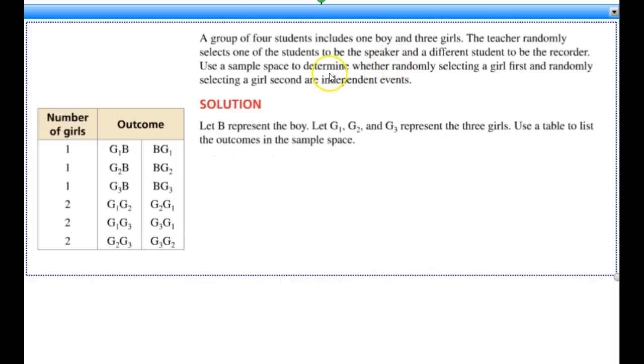So one of those could be a girl, or both of them can be girls. And I know that at least one of them has to be a girl because I only have 1 boy. So B is representing boy, G1 is girl 1, G2 is girl 2, and G3 is the third girl. So I'm going to list out my table of possibilities.